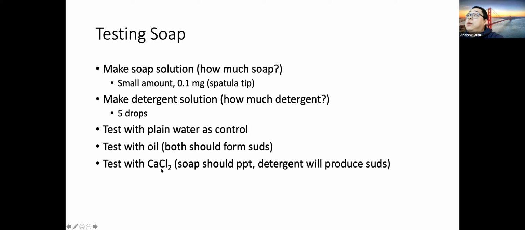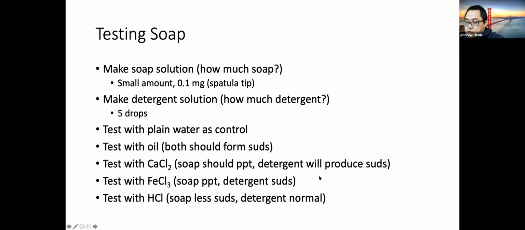Now we test with calcium chloride. Remember, calcium is not very good with soap, so a precipitate should form, because we get calcium stearate, though it could be anything depending on the structure of your fat. But detergent won't produce a precipitate because of its sulfate groups. They're not as basic as carboxylate groups, so they will not interact with calcium, and they'll produce suds as usual.